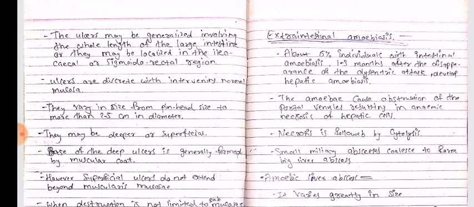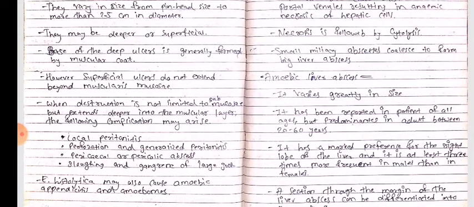Extraintestinal amoebiasis. About 5% of individuals with intestinal amoebiasis, 1 to 3 months after the disappearance of the dysenteric attack, develop hepatic amoebiasis. The amoebae cause obstruction of the portal venules, resulting in anemic necrosis of hepatic tissue. Necrosis is followed by cytolysis. Small miliary abscesses coalesce to form a big liver abscess. Amoebic liver abscess varies greatly in size. It has been reported in patients of all ages, but predominantly in adults between 20 to 60 years. It has a marked preference for the right lobe of the liver, and it is at least 3 times more frequent in males than in females.